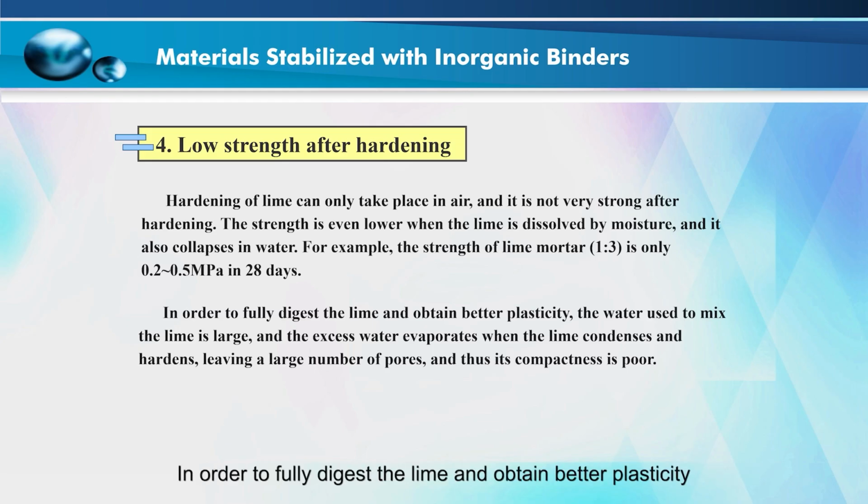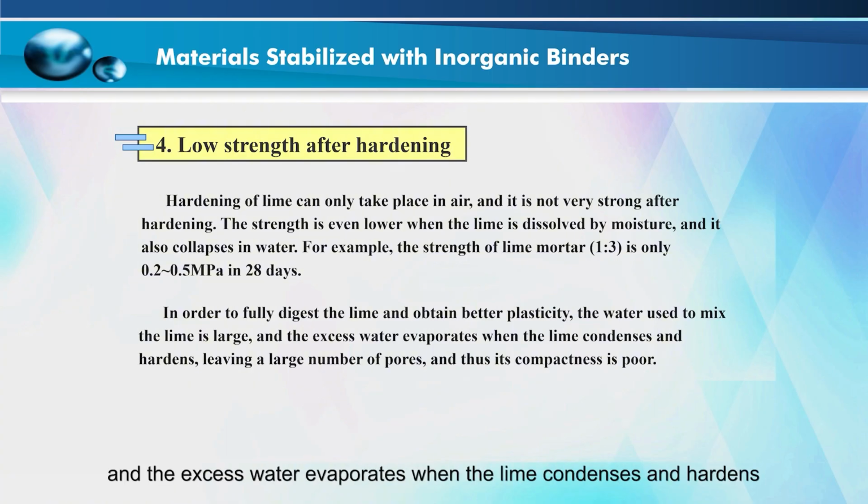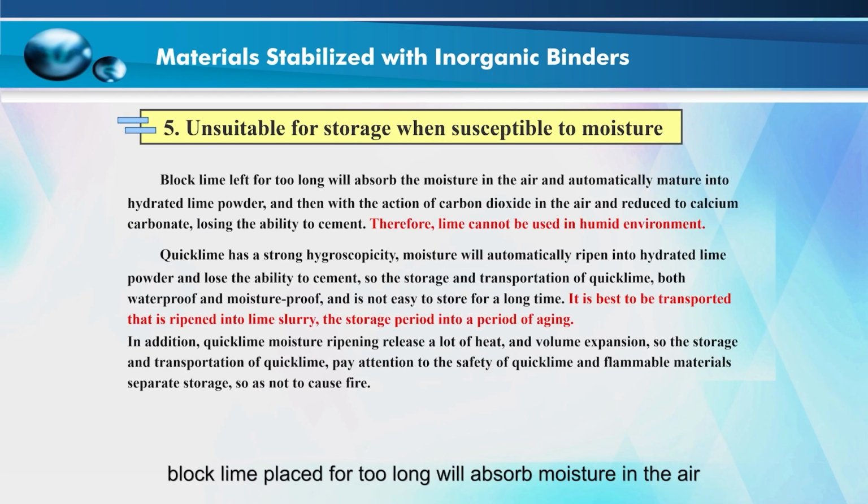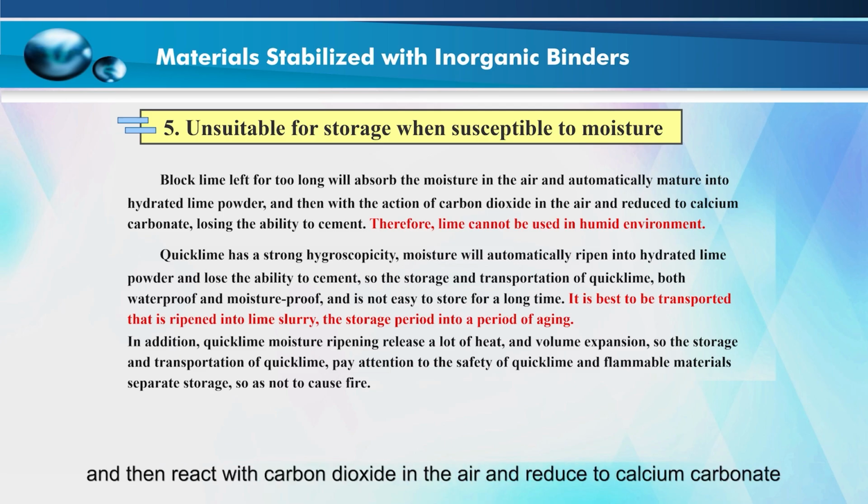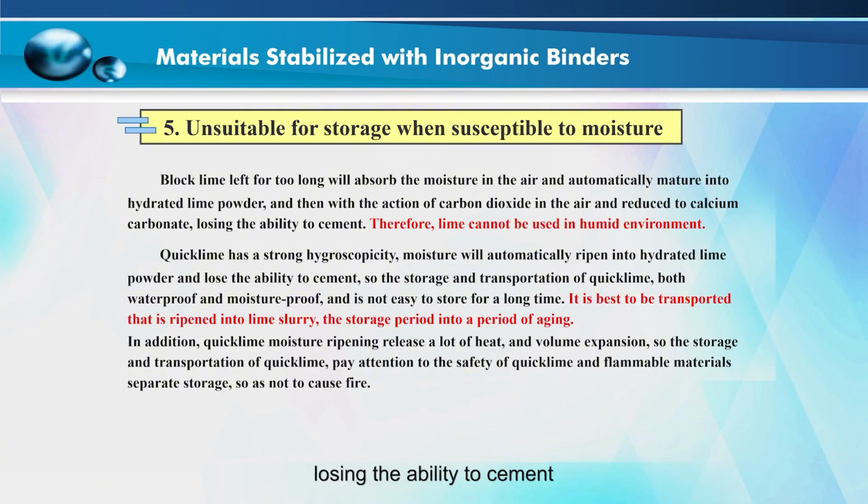In order to fully digest the lime and obtain better plasticity, the water consumption of mixing lime is large, and the excess water evaporates when the lime condenses and hardens, leaving a large number of pores, so its compactness is poor. Block lime placed for too long will absorb moisture in the air and automatically mature into slake lime powder, and then react with carbon dioxide in the air and reduce to calcium carbonate, losing the ability to cement, so lime can't be used in wet environments.